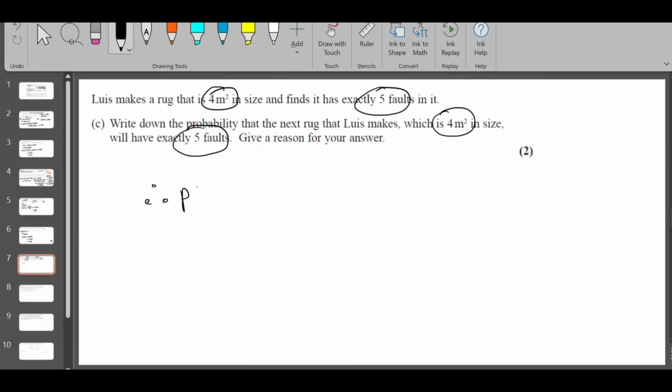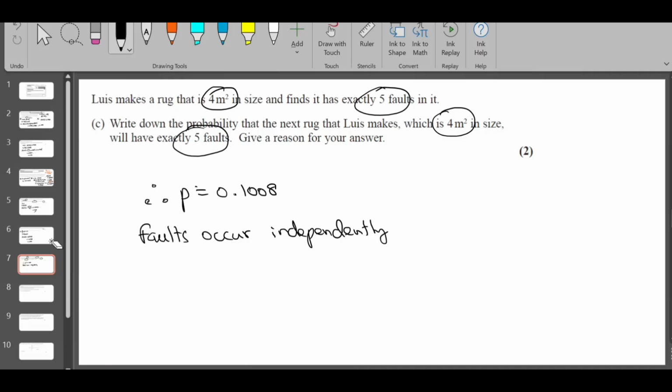Therefore, probability is equal to 0.1008. What is the reason? The flaws occur independently. You need to write the reason.